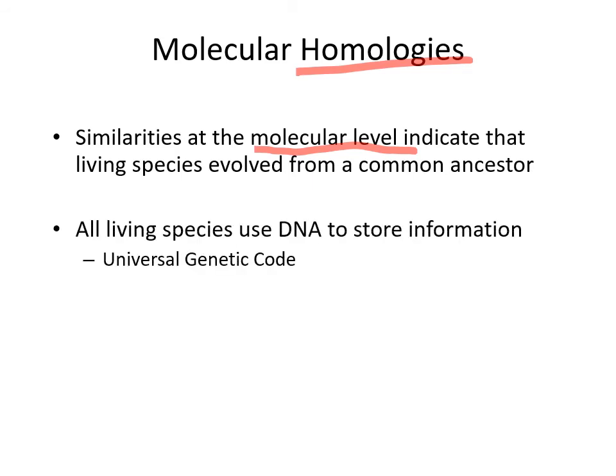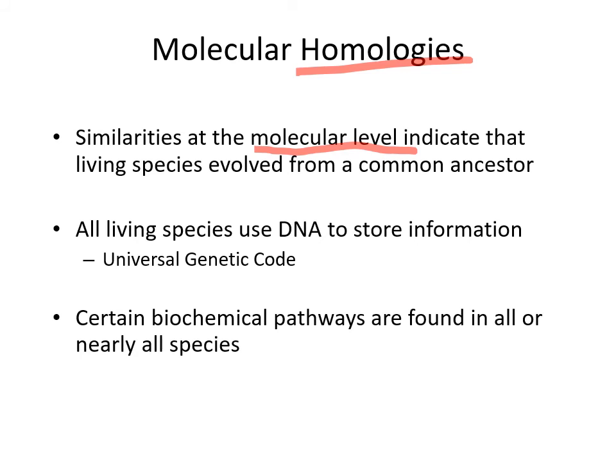So all living species use DNA to store information. Doesn't matter what you're talking about. If it's alive, it uses genetic material, and this is a universal genetic code. There's no organism out there using some other method of storing their information. All of them use genetic information. It could be RNA in some cases, but it is definitely going to be nucleic acid. Certain biochemical pathways are found in all or nearly all species. If you look at something like cellular respiration, especially some of the more fundamental parts of it, you're going to see that these biochemical pathways are found in many species, almost exactly the same. They function in the same way.